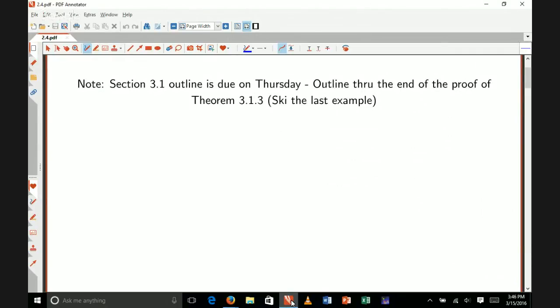Section 2.4. You guys will actually like section 2.4. By the way, there's no quiz today if you haven't figured it out. There weren't any theorems or definitions in the section, so no quiz today.